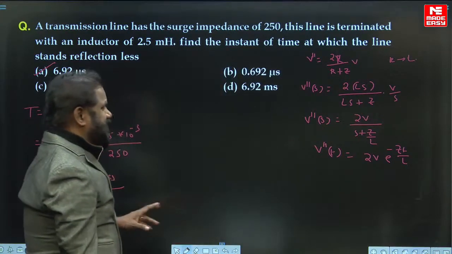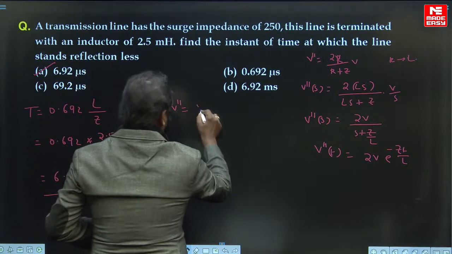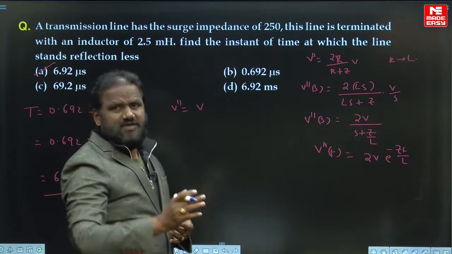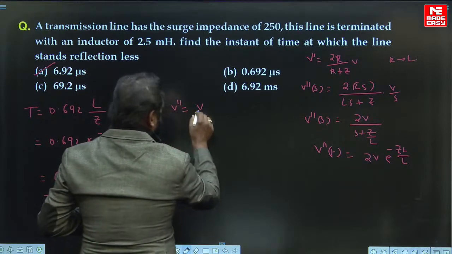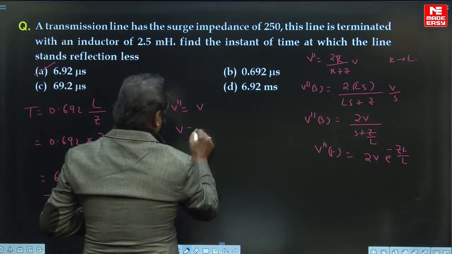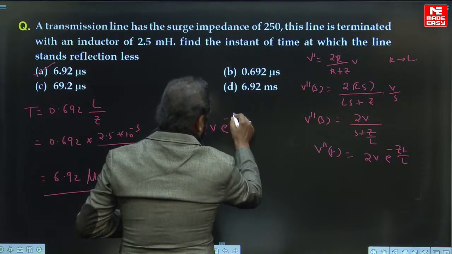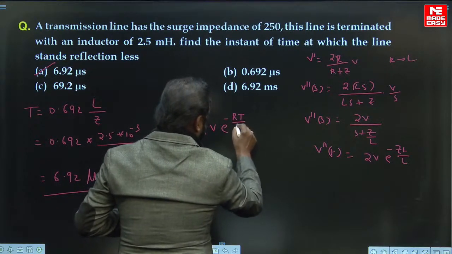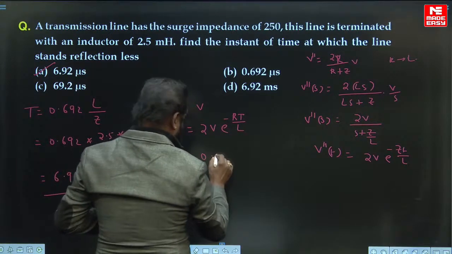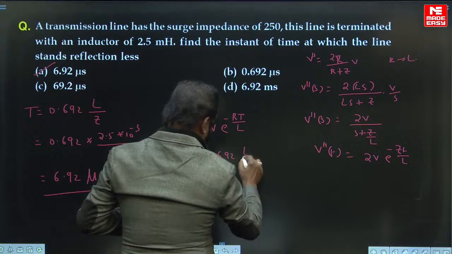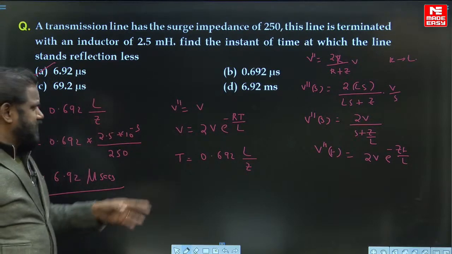Now, for the line to be reflectionless, V double dash should equal V. That means the reflection component equals 0. So V double dash is equal to V, that means V equals 2V into e power minus RT by L. If you solve this, T equals 0.692 into L by Z. This is the part of the derivation that you have to do.